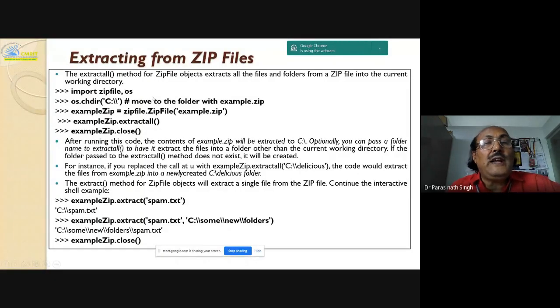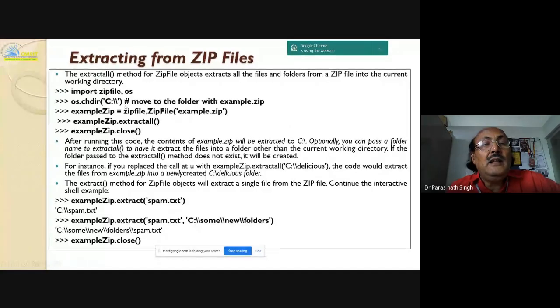So again, moving to the folder where your example.zip is, you are just giving the built-in method extractall and then closing. So after running this code, the contents of example.zip will be extracted to the C drive root directory. Optionally, you can pass a folder name to extractall. When you are extracting, it extracts in the same directory, or you can give a location, not this directory, but this folder, this subfolder.